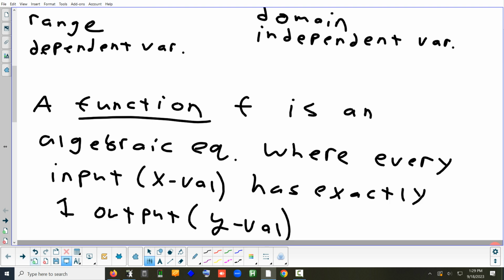So the idea of a function, and I tried to show you this earlier as a picture, is that every x value has exactly one y value. Let me show you why that's not true on that picture I drew earlier. But for something to be a function, every x value has exactly one y value. That's the vertical line test. That's basically what it means.